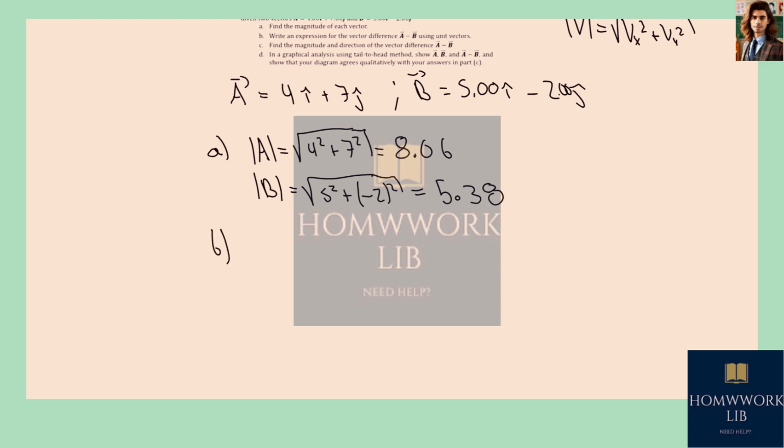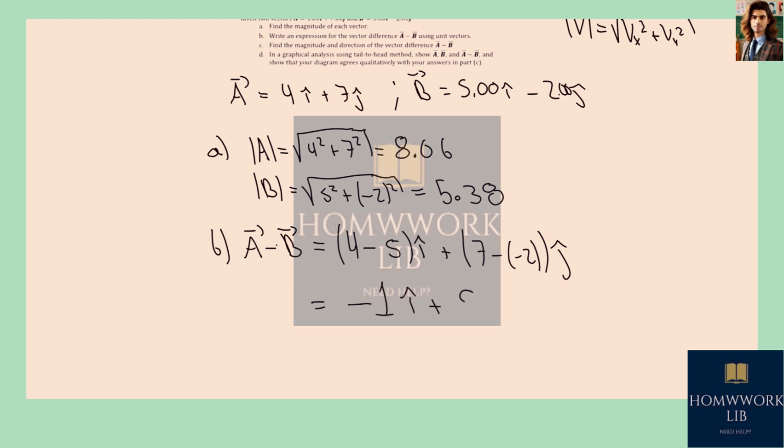Next, we need to express the difference of a minus b. And the difference between these two vectors is going to be the difference directly of the components. So this is going to be 4 minus 5 in the i direction plus 7 minus 2 in the j direction. So this is going to be minus 1 in the i direction plus 9 in the j direction.